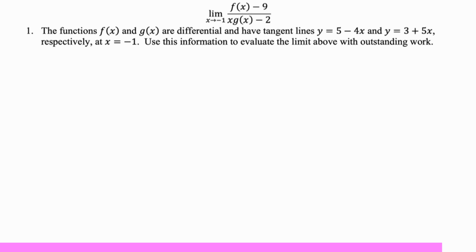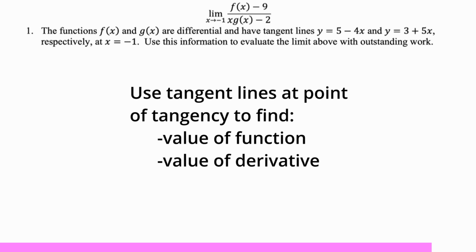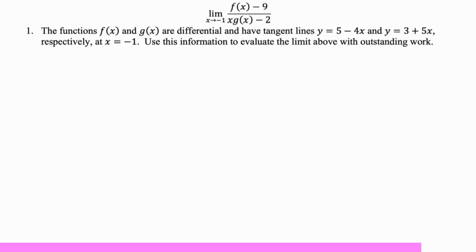Okay, so first thing I'm going to do is we have the tangent lines, which means we know the value of the function at negative 1, and we know the value of the derivative at negative 1. I'm just going to write down the values of the function because we actually have to find those. So f of negative 1, for example, would be 5 minus 4 times negative 1, which is going to be 9. And then for g of negative 1, same thing, but the other one. So 3 plus 5 times negative 1, negative 2. All right, so we have these values. Now let's start doing the problem.